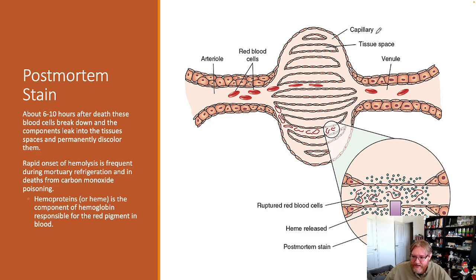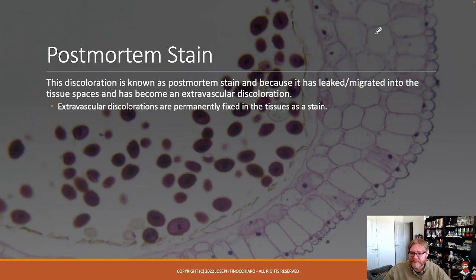That is the way to look at this. About 6 to 10 hours after death, these blood cells break down and the components leak into the tissue spaces and permanently discolor them. Rapid onset of hemolysis is frequent during mortuary refrigeration and in deaths from carbon monoxide poisoning. Hemoproteins, or heme, is the component of hemoglobin responsible for the red pigment in blood. This discoloration is known as postmortem stain because now it has migrated into the tissue spaces and has become an extravascular discoloration. Extravascular discolorations are permanently fixed in the tissues as a stain.